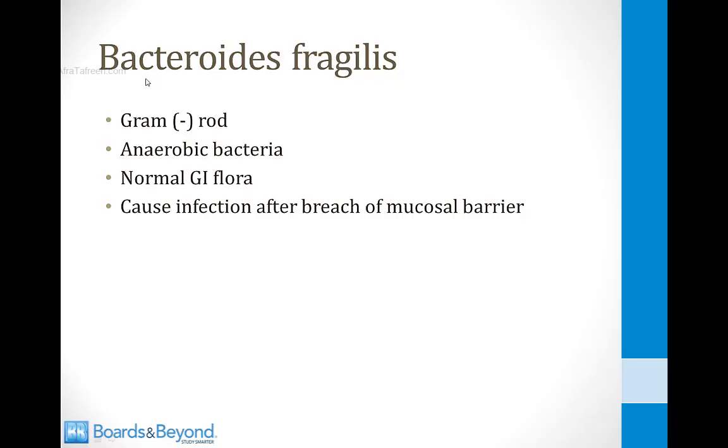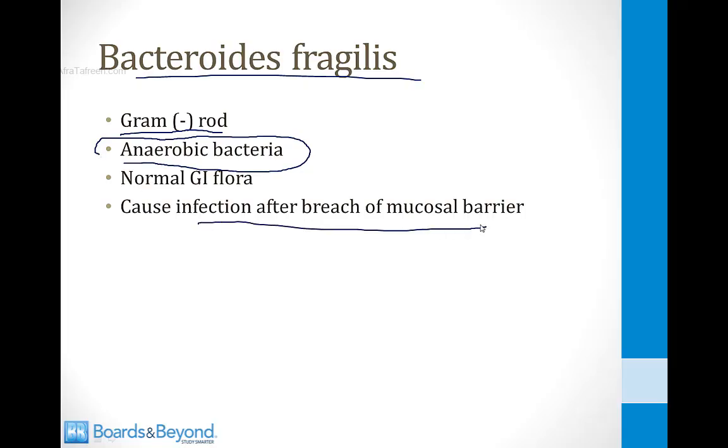The final bacteria we'll discuss is Bacteroides fragilis. So this is a gram-negative rod, and it's very important to remember that this is an anaerobic bacteria. So just like all anaerobic bacteria, it likes to cause abscesses when there's a breach of the mucosal barrier. It is part of the normal GI flora.